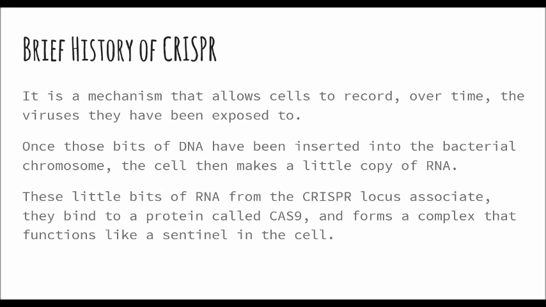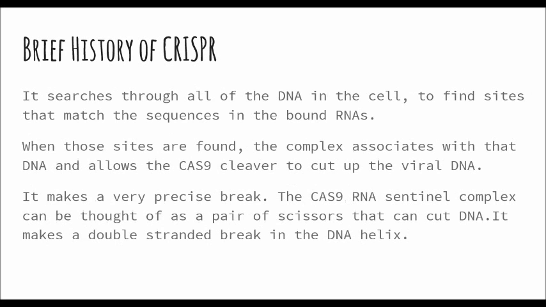Once those bits of DNA have been inserted into the bacterial chromosome, the cell then makes little copies of the RNA. These little bits of RNA from the CRISPR locus then bind to a protein called Cas9 and form a complex that functions like a sentinel in the cell. It searches through all of the DNA in the cell to find sites that match the sequences in the bound RNAs. When those sites are found, the complex associates with that DNA and allows the Cas9 cleaver to cut up the viral DNA. It makes a very precise break.